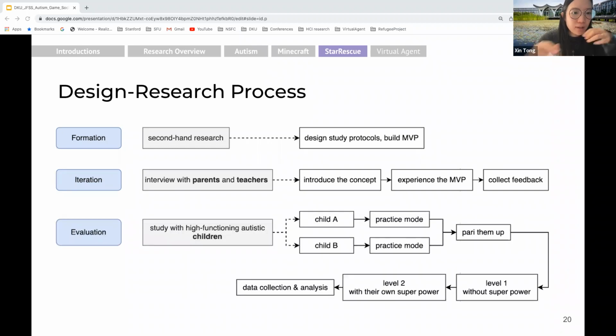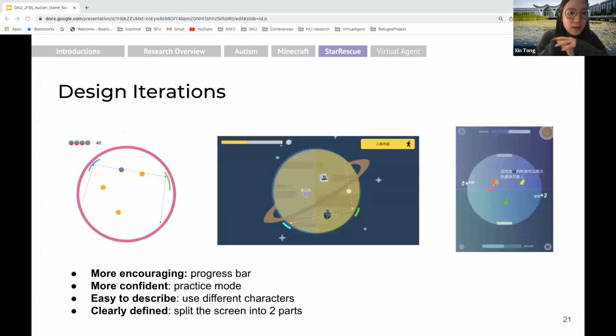the second time. So next, I want to show a few iterative processes and how things changed as the key stakeholders got involved in this design research. And later on, I'll talk about how we evaluated this game in a more scientific setting.